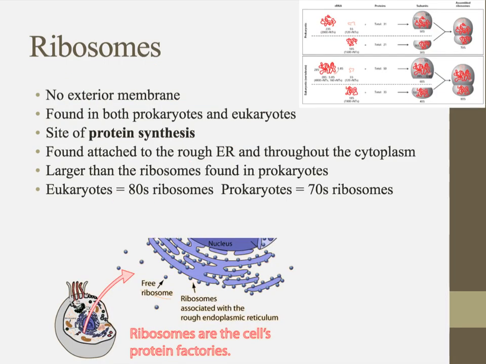Okay, so let's talk about those ribosomes for a moment. Those ribosomes have no membrane, so they are not an example of what we call a membrane-bound organelle. They are found in both prokaryotic and eukaryotic cells, so they are found in all types of cells.